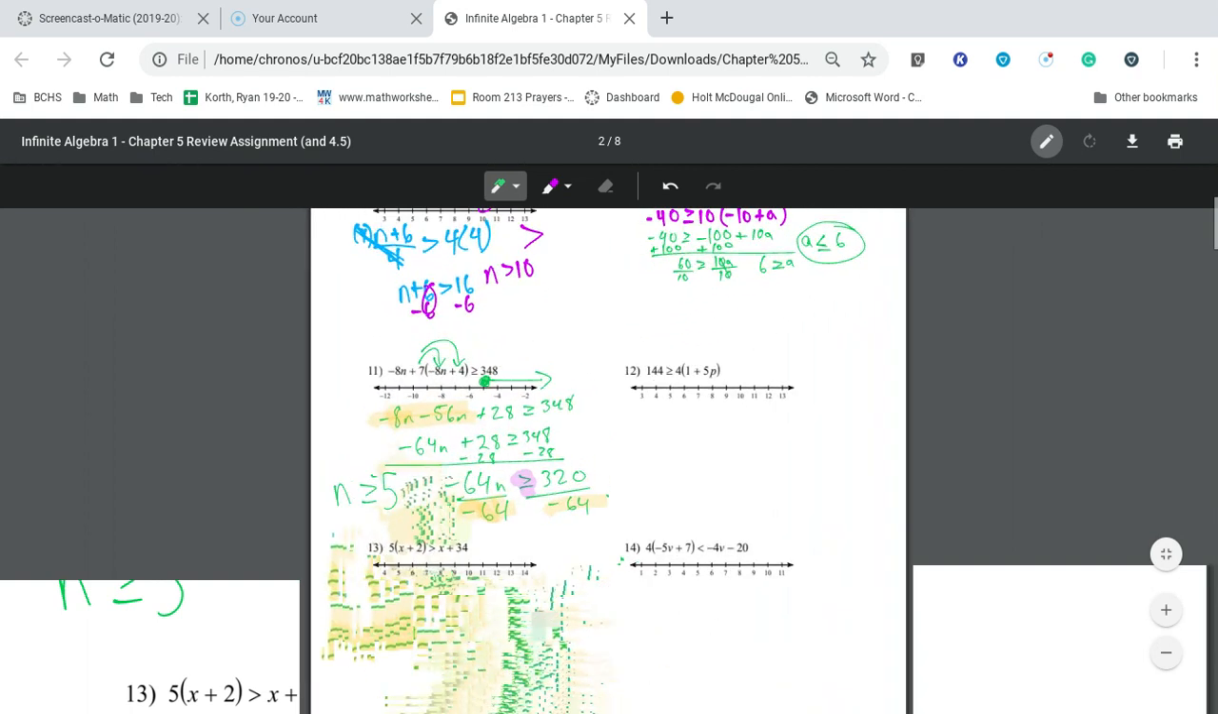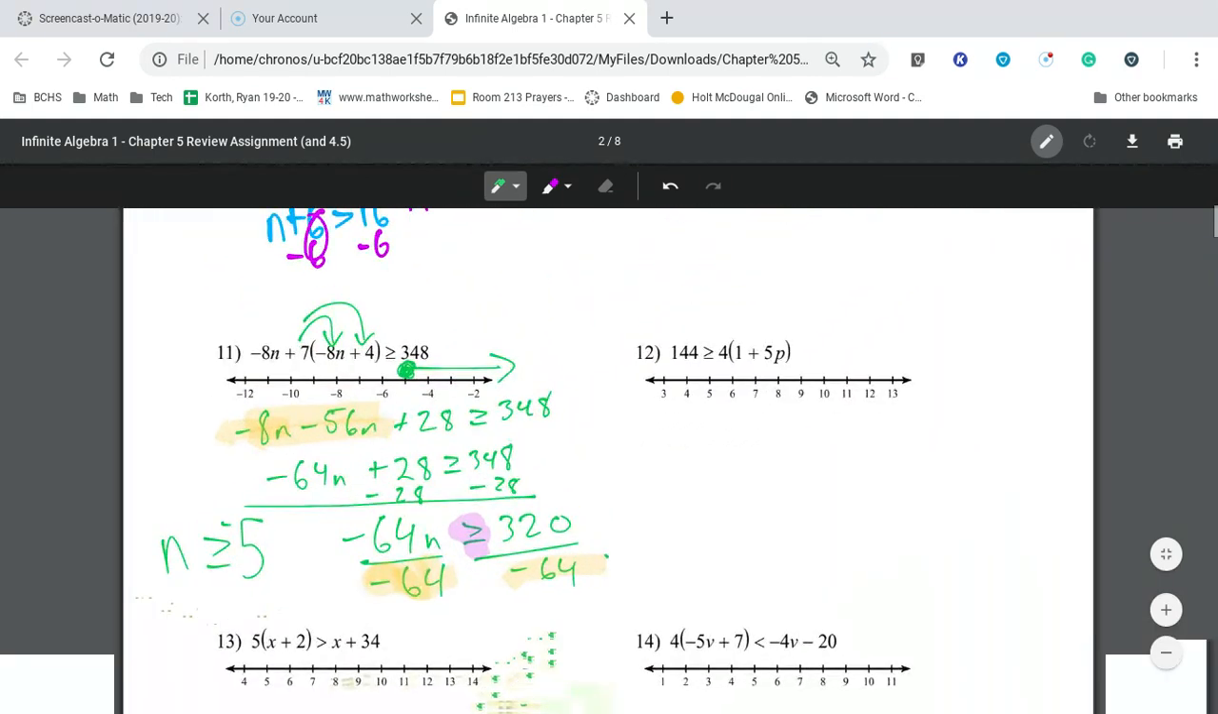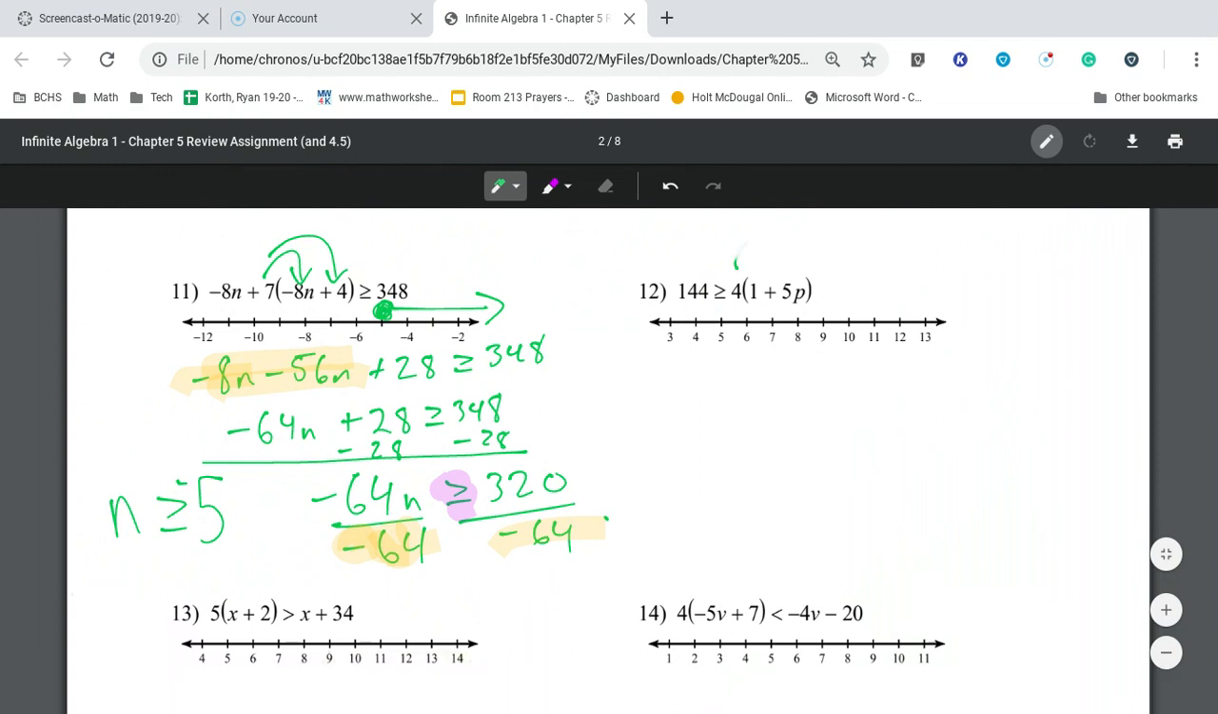Looks like we got about 4 more problems on this page. Distributive property first gives us 144 greater than or equal to 4 plus 20p. Okay, we're trying to get p by itself, so we're going to undo addition or subtraction first. It gives us 0 here, 140 greater than or equal to 20p.